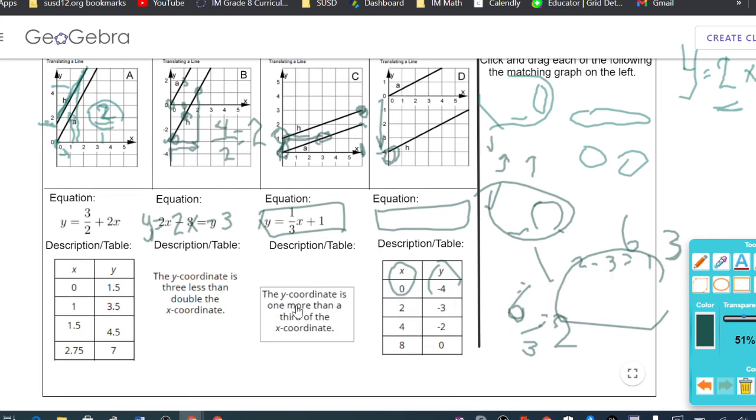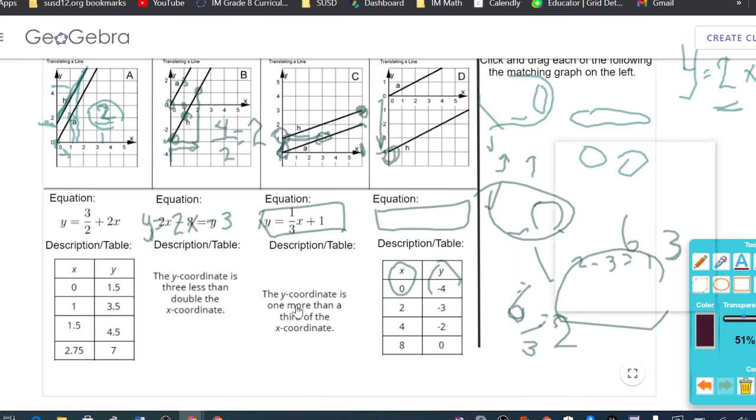Finally, we have to write an equation for this last line. I'm going to change my color because I have too much green on here. So let's write an equation. We need to know the slope. So you can use the slope of the original line or the line after the translation. It doesn't matter because they have the same slope. I think I'll just go ahead and look at the line after the translation.